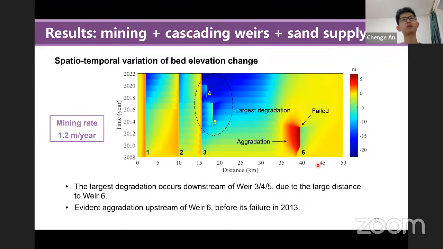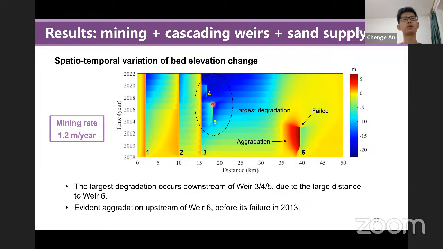This slide shows that when we consider all three factors, the spatial-temporal distribution of the bed degradation, when a mining rate of 1.2 millimeters per year is applied, we find that the largest degradation occurs downstream of weir 3 at first, and then when weir 5 is constructed, the largest degradation occurs at weir 5.